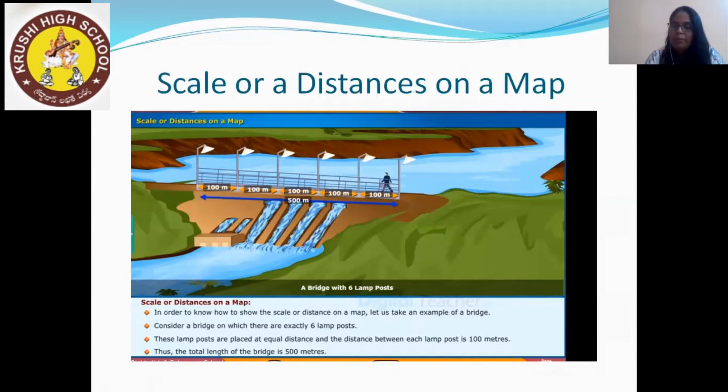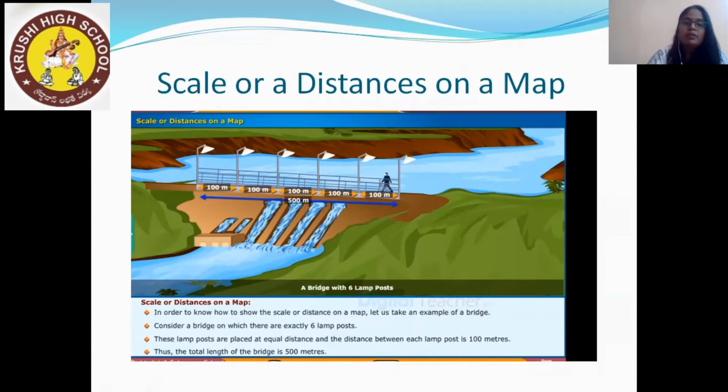So here is one example. It's a small example, children. Look at this image where there is a bridge. On the bridge you can find 6 lamps. Each lamp is placed at a distance of 100 meters. So what is the total distance, children? It is 500 meters.